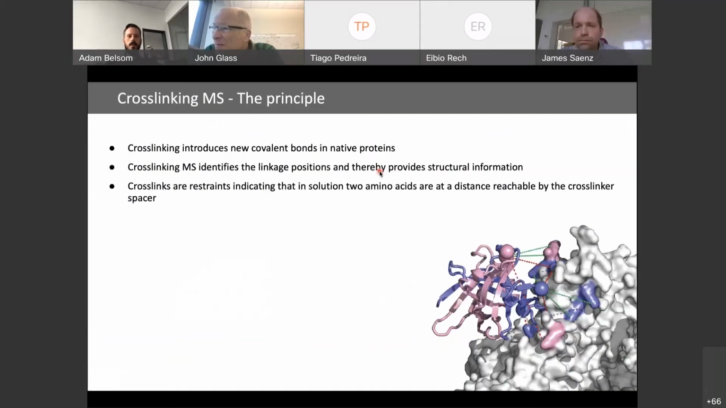Here in Berlin, we are using and developing a technology called cross-linking mass spectrometry. So what is cross-linking? Essentially, cross-linking is a means to translate proximity into covalent bonds, which we can then read out with mass spectrometry. So we're answering the basic question of which residues are near each other.